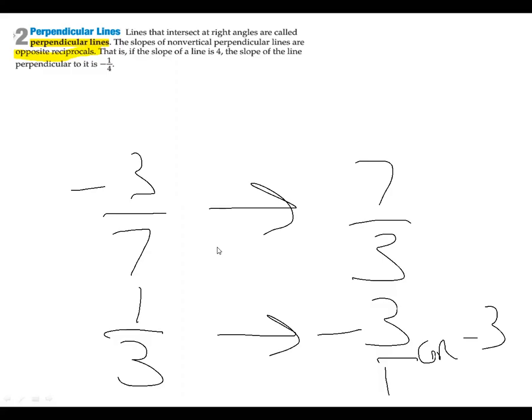Okay? In the example they did, if the slope of the line is 4, you can write it as a fraction by putting it over 1, flip it over and change the sign. Okay? So perpendicular lines have slopes that are opposite reciprocals of each other.